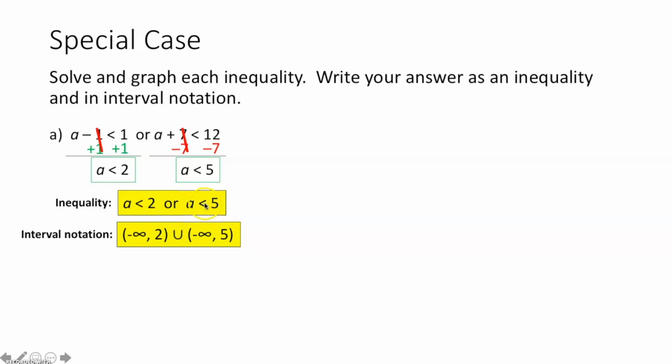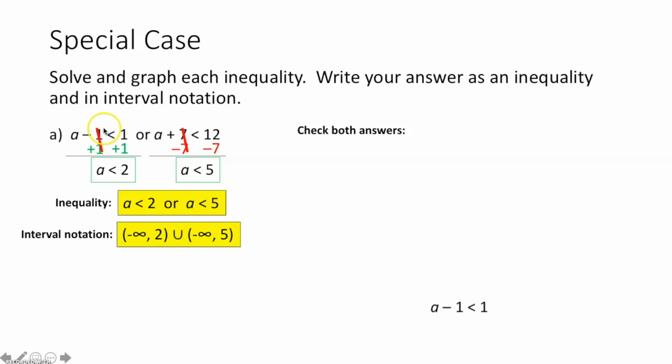And then for this one, a is less than 5. I want all the values less than 5. So 4, 3, 2, 1, all the way to negative infinity. So I put parenthesis, negative infinity, comma, and then 5. Since there's no equal sign, I put another parenthesis. Right away, you should see that something doesn't look right. We have a negative infinity here and a negative infinity here. That's kind of weird. Well, let's check our answers.